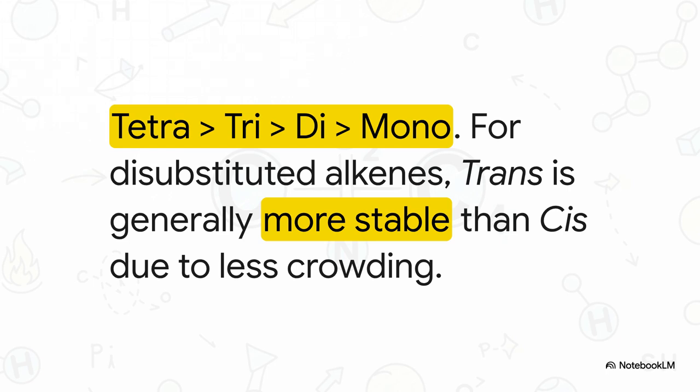And here's a little extra detail. If you're comparing two disubstituted alkenes, the trans isomer is usually more stable than the cis one. Why? Well, because its bulky groups are further apart, so there's less crowding.